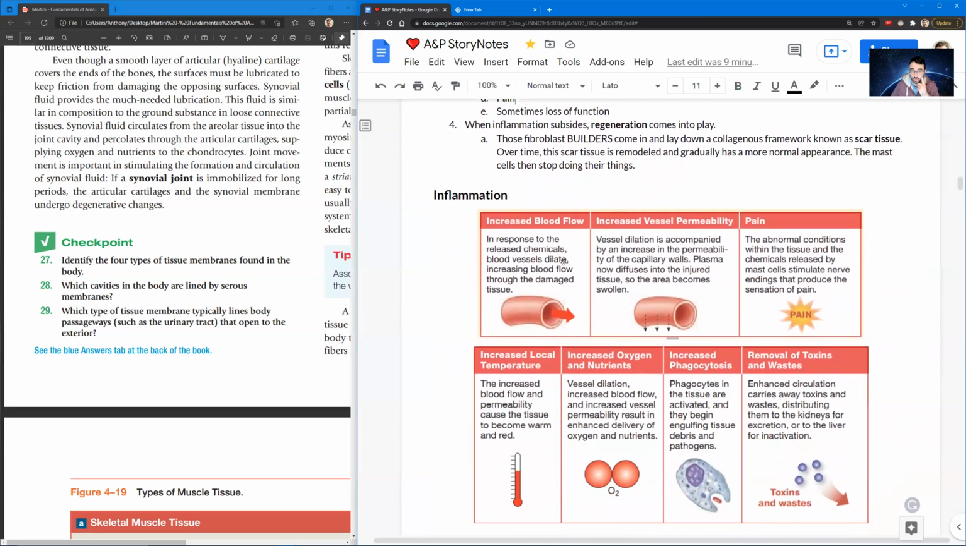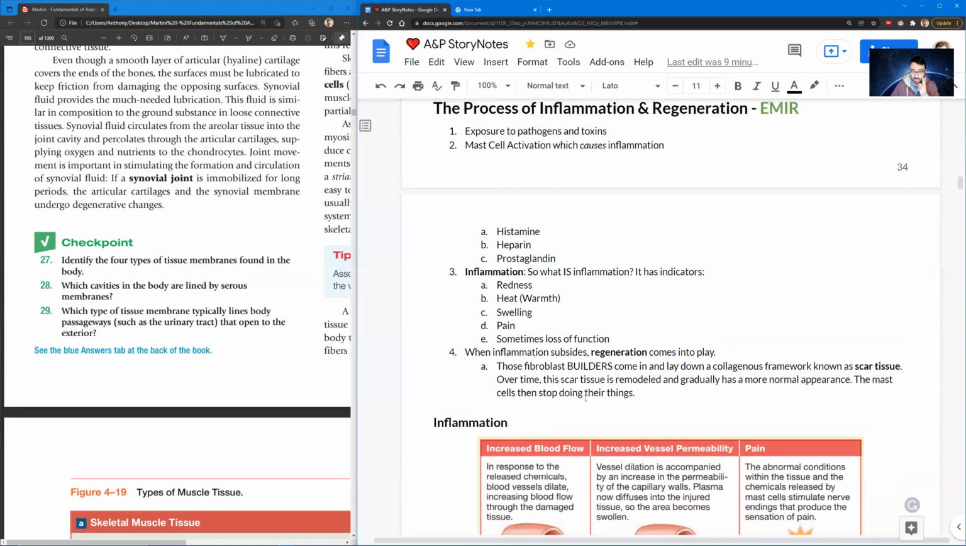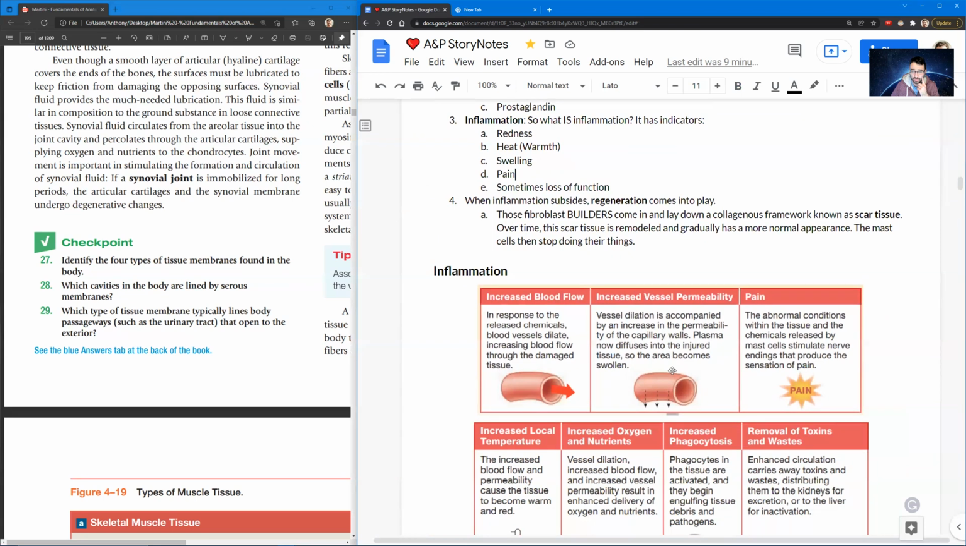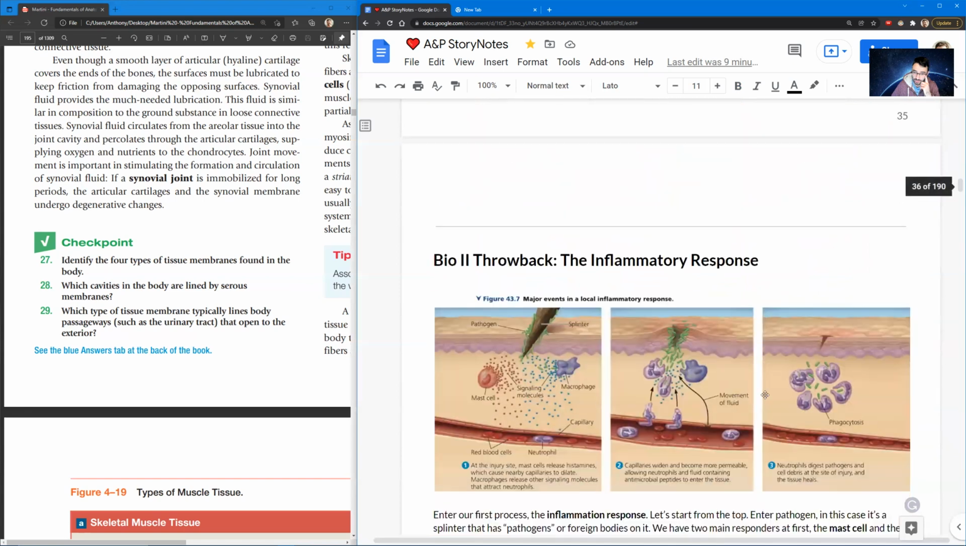So inflammation, we have that increased blood flow, that vasodilation, which would occur because of histamines, the increased vessel permeability, which happens because of prostaglandin, abnormal conditions, we have pain, increased local temperature, which is going to go along with increased blood flow and permeability, that vessel dilation, obviously, so we can have more things coming through. Those phagocytes we were talking about, like macrophages, can start eating pathogens, and then things can come in and kind of clean up.